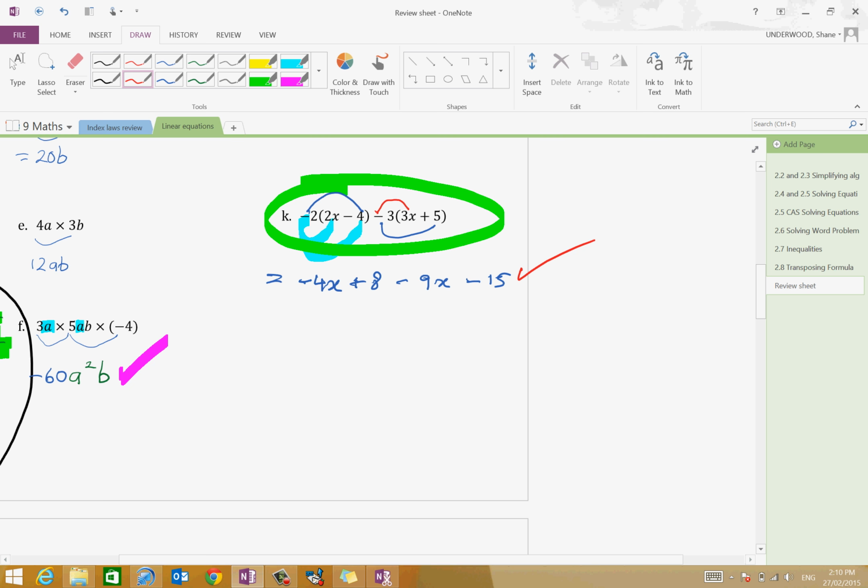All right, Jackson, what are my like terms here? I'm looking at this line here. 4x and 9x. Good. How many of them do I have? Just think about it, get rid of the negatives. 4 plus 9 is 13. Negative 13x. Okay? Beautiful. And 8 minus 15 is negative 7.